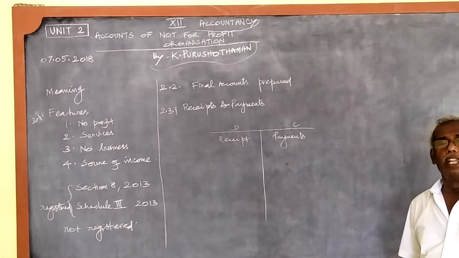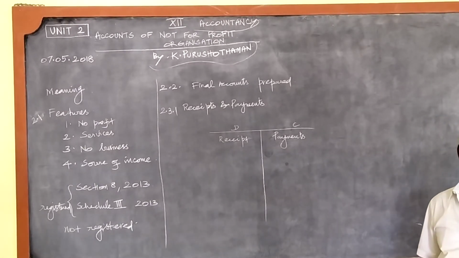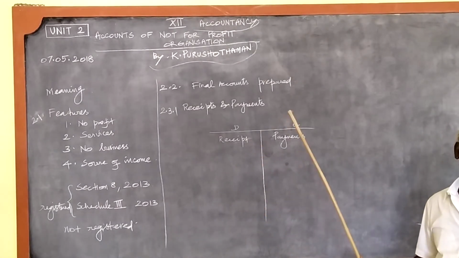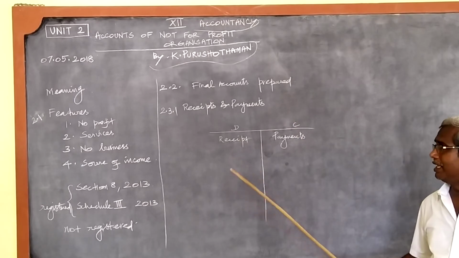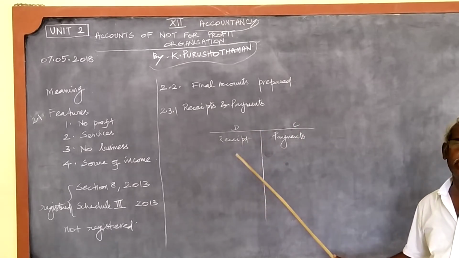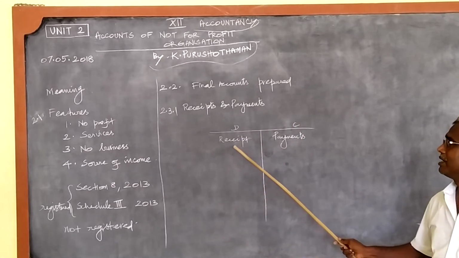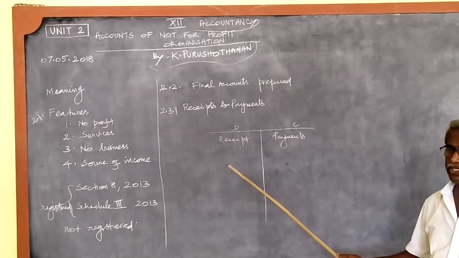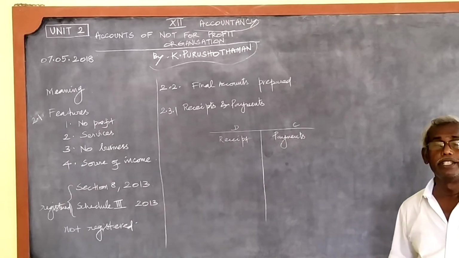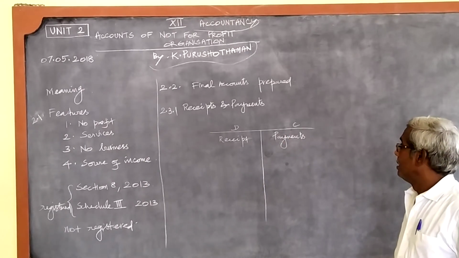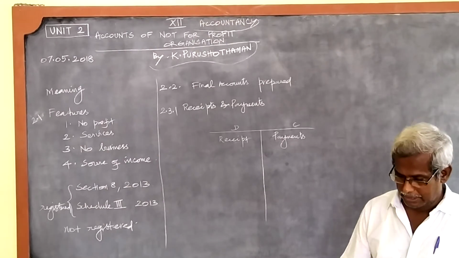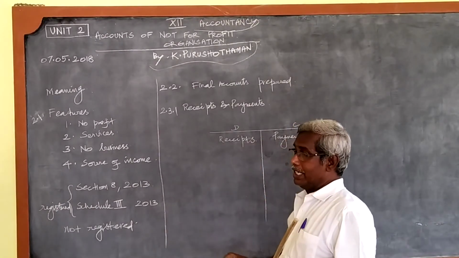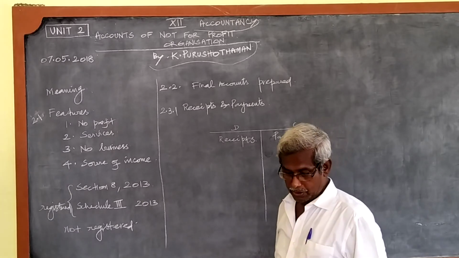And what are the items we should write under this receipts and payments account? This is the heading, subheading under receipts and payments account. The debit side is the receipt and the credit side is the payment. And in this receipts and payments account, what all should we write? What are the entries we should pass?